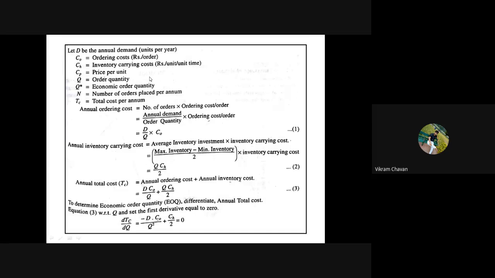Getting everyone? Does everyone understand? If there is any problem, you can ask. If you have any doubts, you can ask. Please mention in the chat box whether you are getting or not.